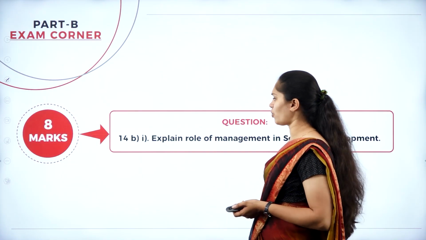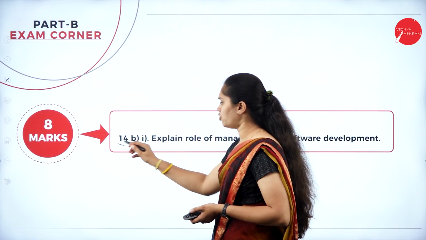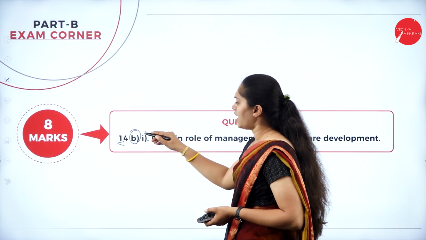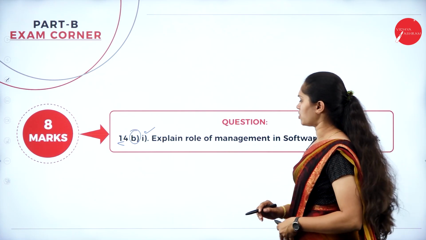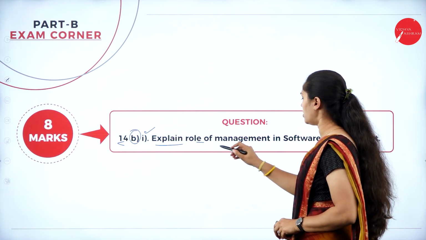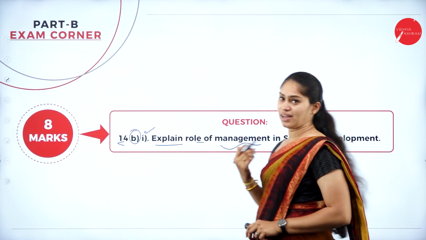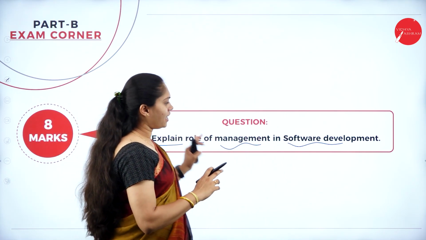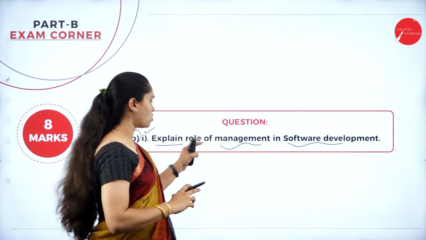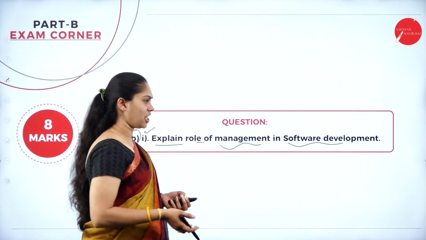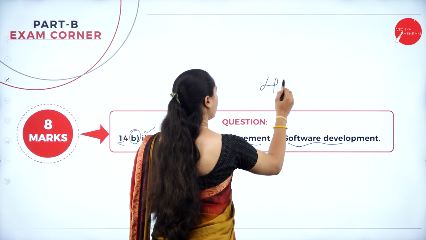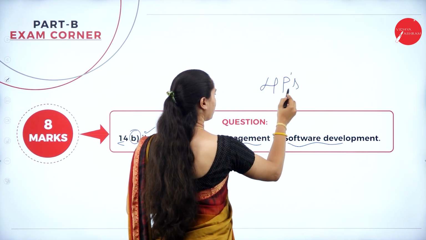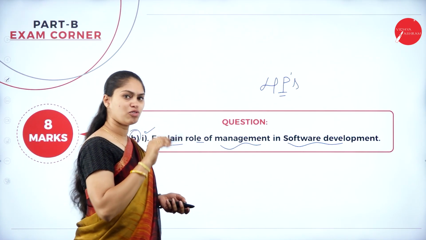We'll move to the next question, that is question number 14, part B, and that we have a first sub question. What is that? Explain the role of management in software development. What is the role of management of a software while developing that software? So when it comes to the role of management, you need to remember 4 P's. What do you have to remember? You have to remember 4 P's here.